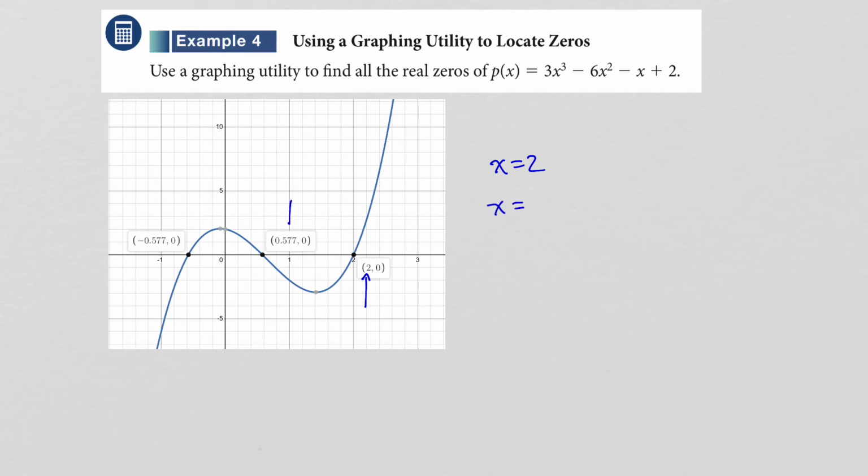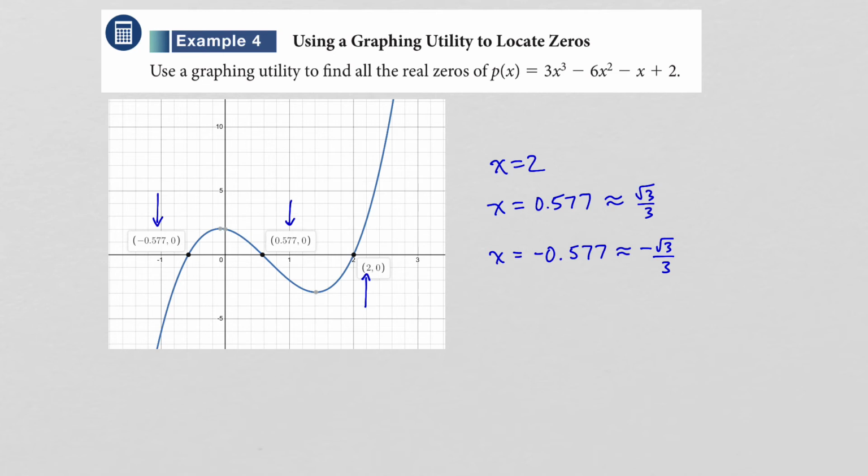The other zero is this number here, which is 0.577, and the final zero is negative 0.577. And it turns out that 0.577 is approximately equal to square root of 3 over 3, and negative 0.577 is approximately equal to negative square root of 3 over 3. And this is consistent with what we found on the previous page.